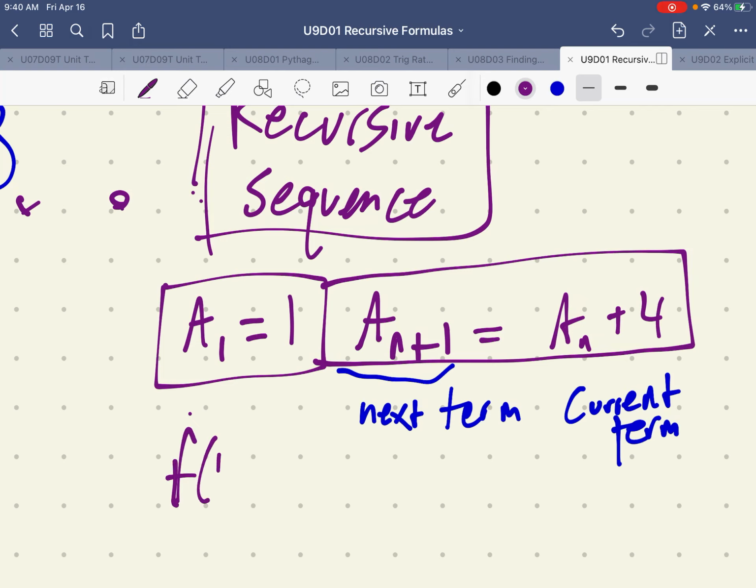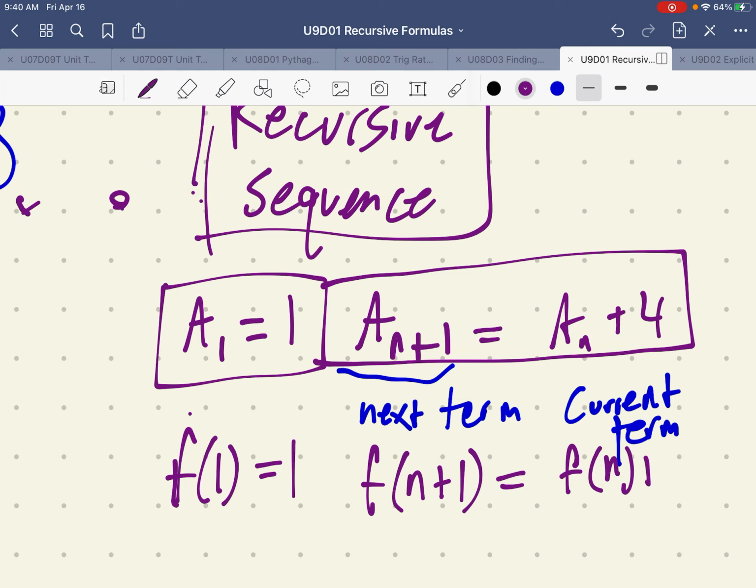In function notation, we would write f of 1 is equal to 1, meaning the first term is 1. And if I want to find f of n plus 1, which again just means the next term, I would take the current term, which is f of n, and add 4. So both of these things are just rules that tell you how to find the next term of a sequence.